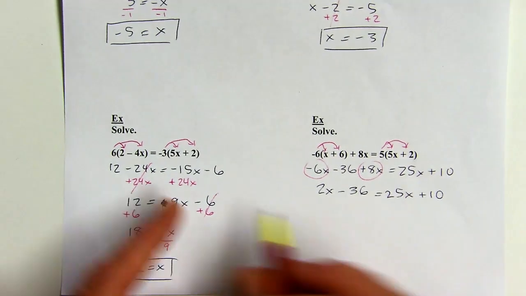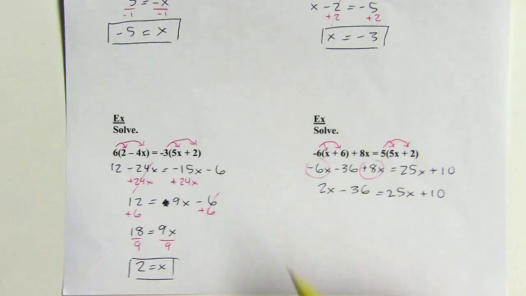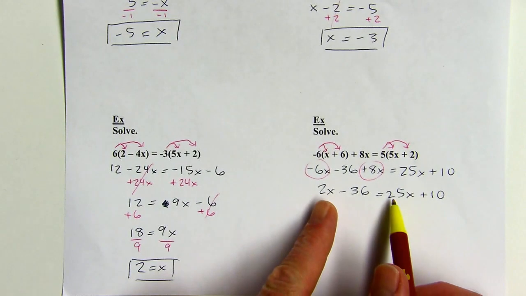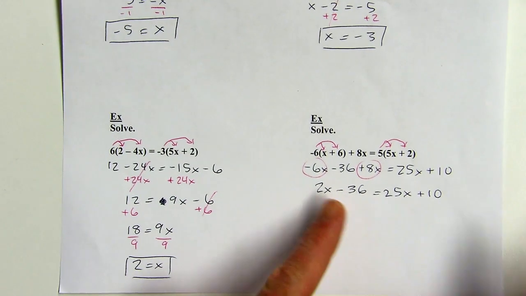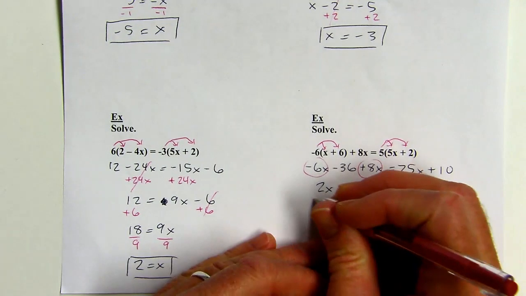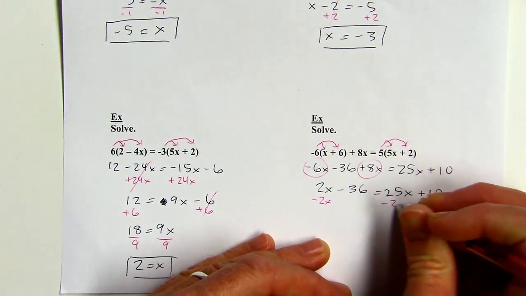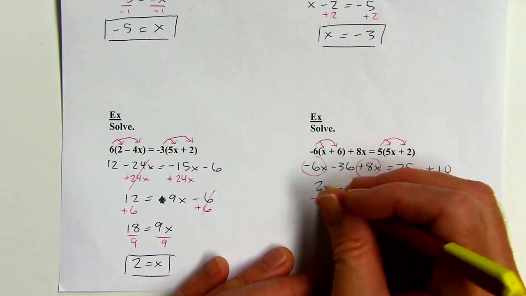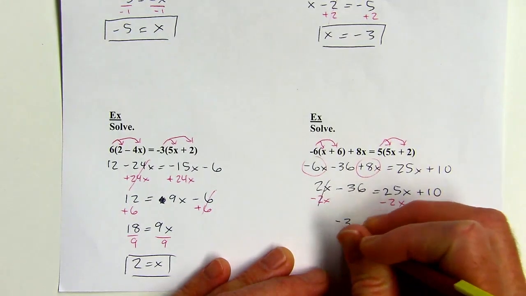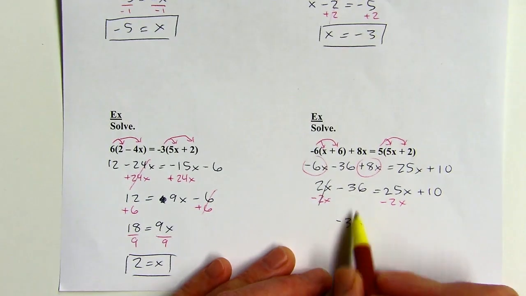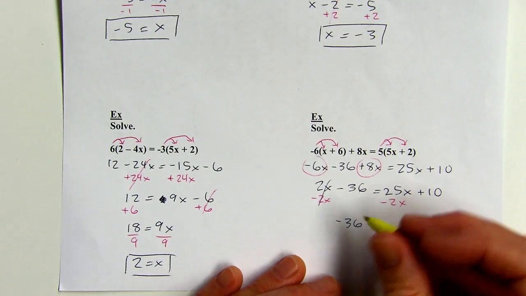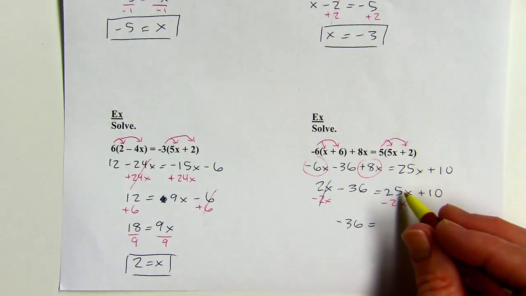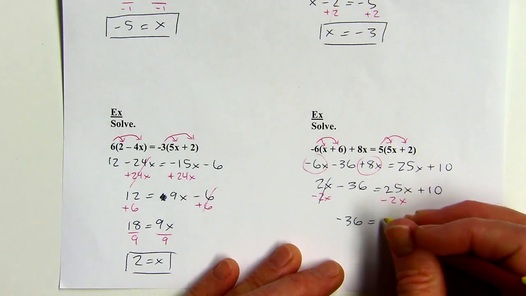Okay. And now it looks a lot like the previous problem, so I want to combine these x terms, so I can either subtract 2x or subtract 25x. I'm just choosing to keep the x's positive, so I'm going to subtract 2x instead of 25x. So those cancel there. Let's see, I still got negative 36. Don't forget that negative is still there in front of the 36. Often I see people lose the negative there, but it's still there. 25x minus 2x is 23x.